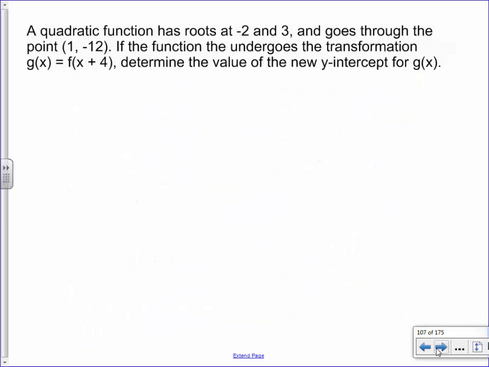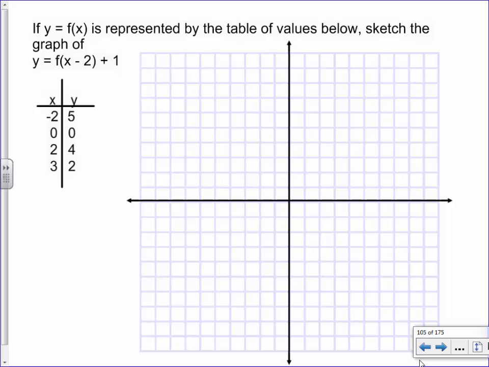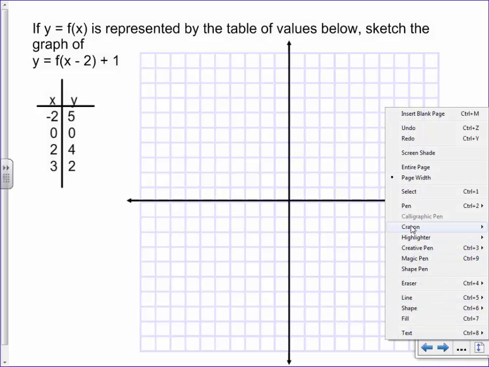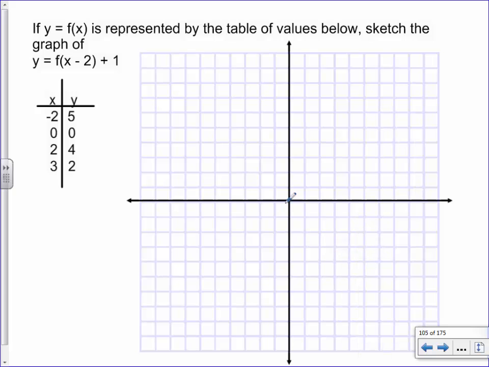But I've got 3 last examples, then we'll call it a day. So now let's apply this knowledge to 3 different types of questions you might get asked on a test or assignment. Here's the first one. Let's say that I give you some points. Could you tell me where the new points would be after we move them around? So, -2 and 5 would be up here. 0 and 0 would be right here. 2 and 4 would be right here. And 3 and 2 would be right here.